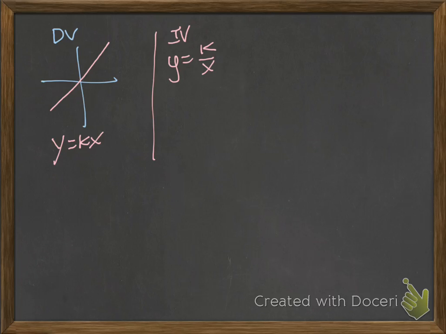One more thing. Try to memorize this little phrase. Y varies directly or inversely. I think I've spelled this word wrong. There we go. As x. Okay? And that'll be helpful in the next section.